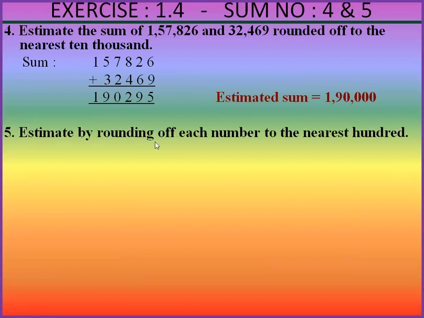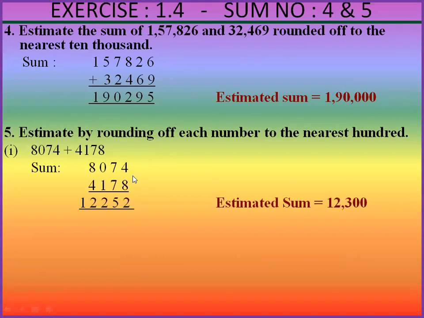Estimate by rounding off each number to the nearest hundreds. So 8,074 plus 4,178. One possible way for you to do is you get the sum of both the numbers and then round off the nearest hundreds. When you add, you get 12,252. So you have to round off the nearest hundreds place. So you have to look at the tens place, which is 5. So add 1 to the previous number, you get 12,300.